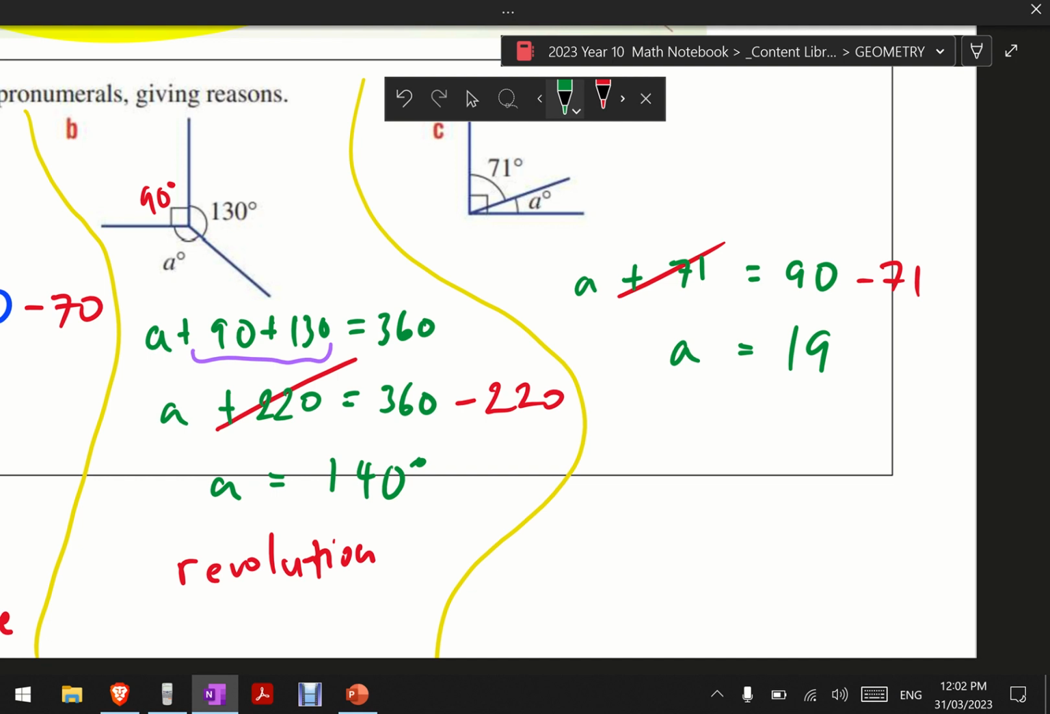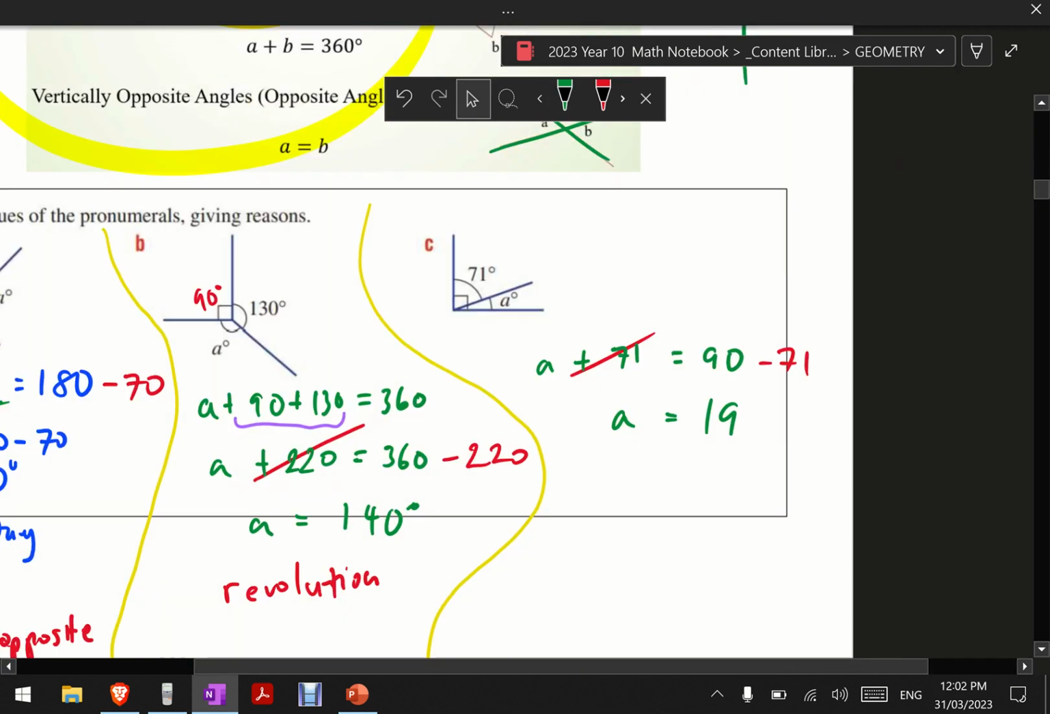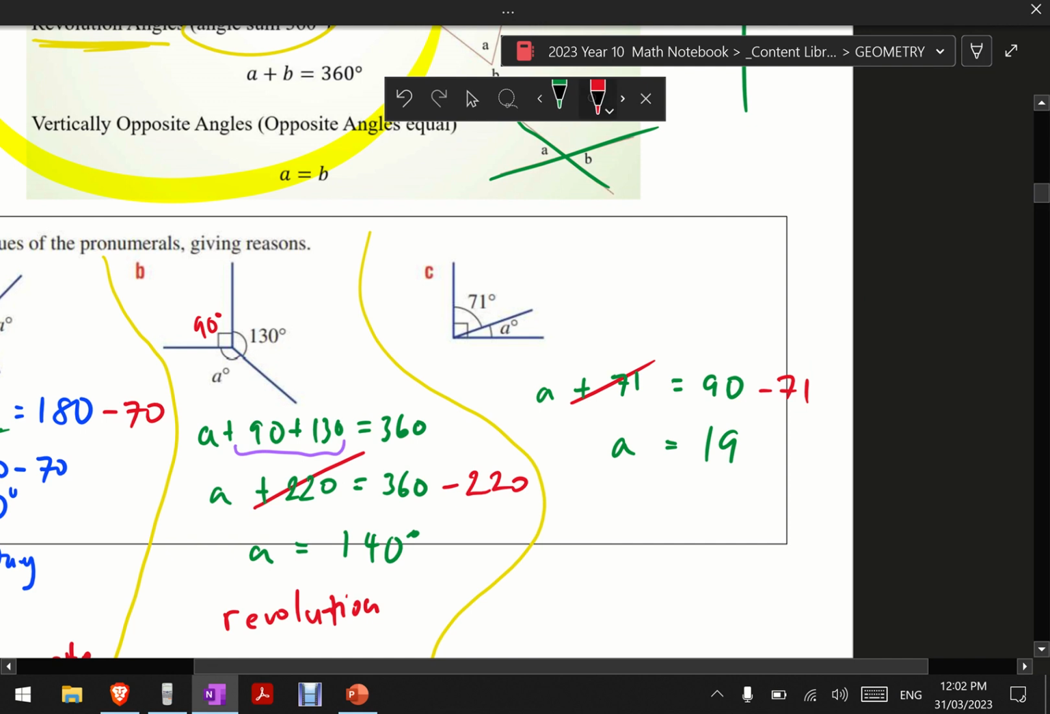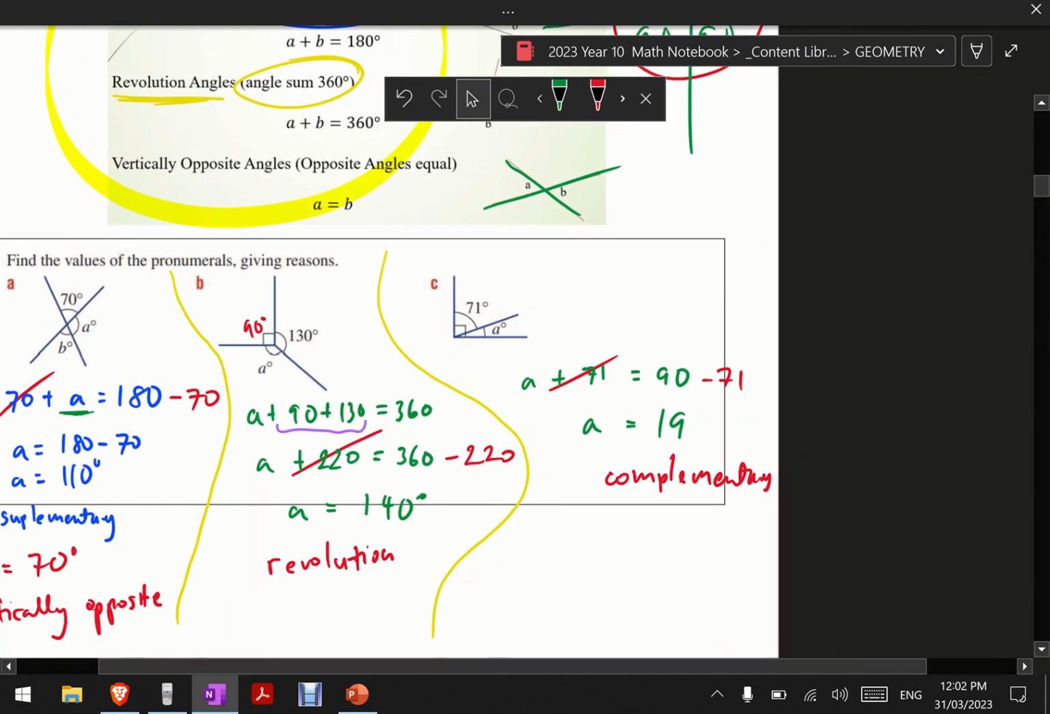All right, so again, out of the four options we have, what do we use? Complementary, because it equals 90 degrees. That's great. Well done. And that's the answer. All right. Do we get that, guys?